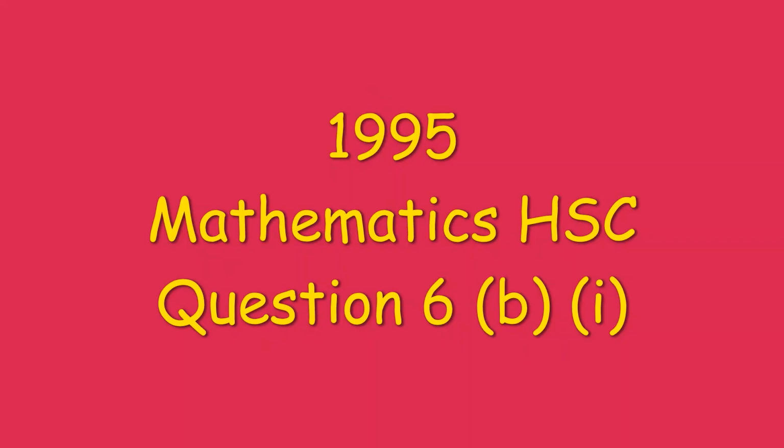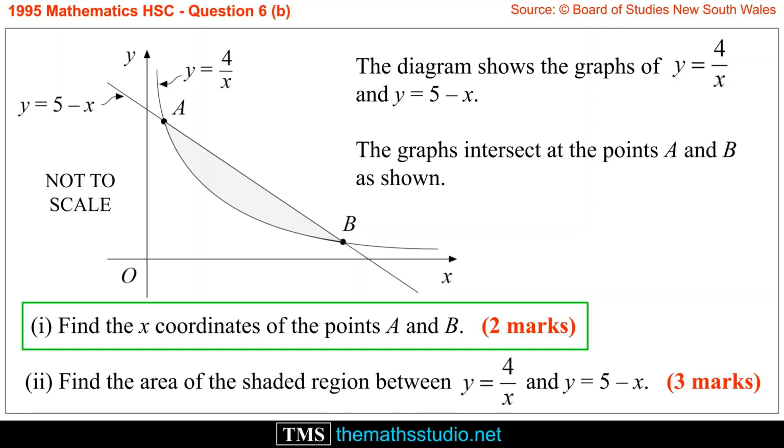Question 6, Part B. The diagram shows the graphs of y equals 4 over x and y equals 5 minus x. The graphs intersect at the points A and B as shown. Part 1. Find the x coordinates of the points A and B.